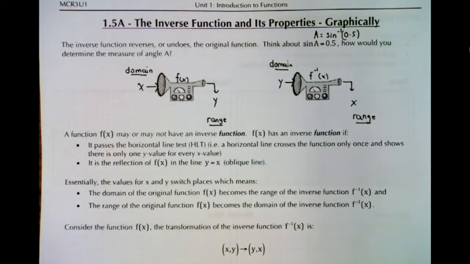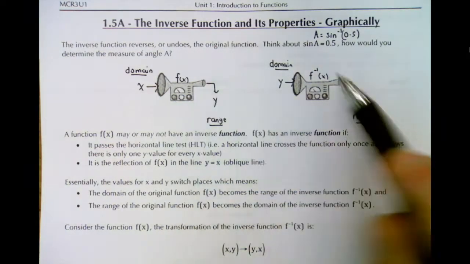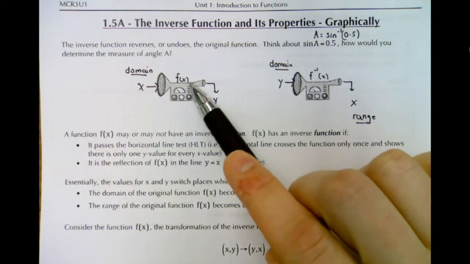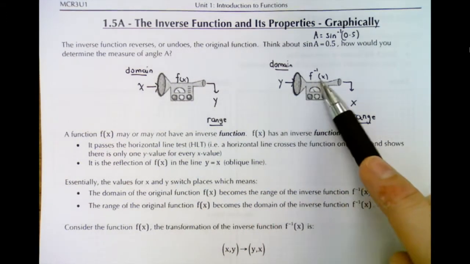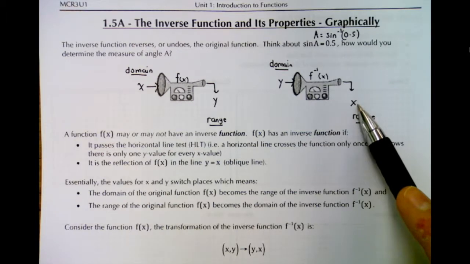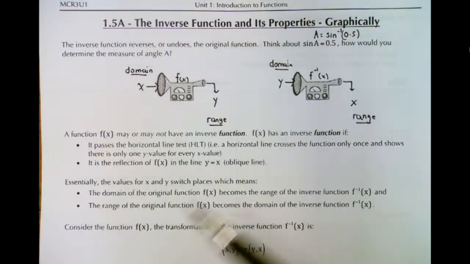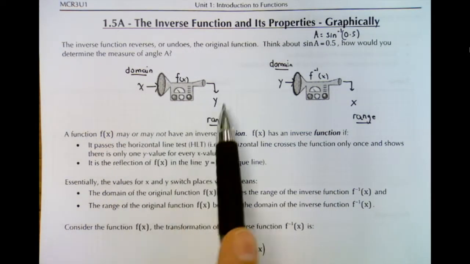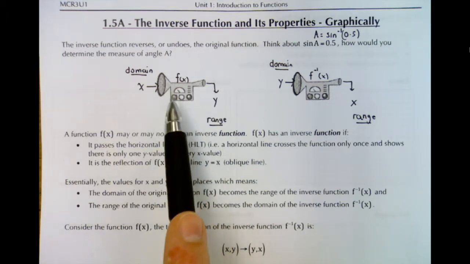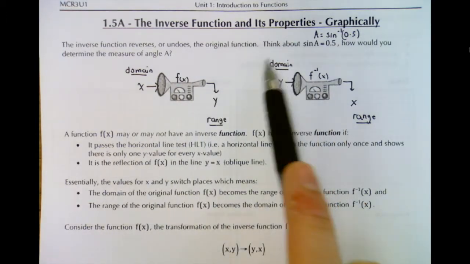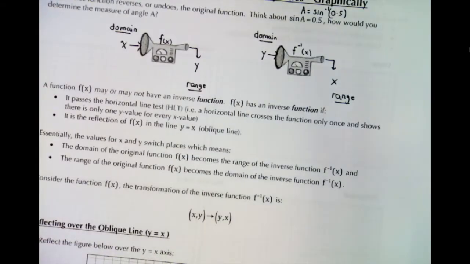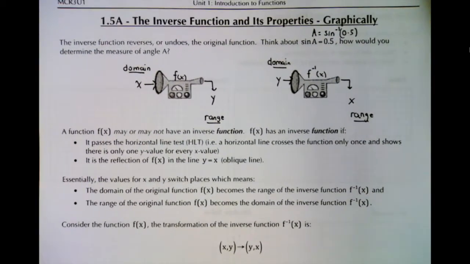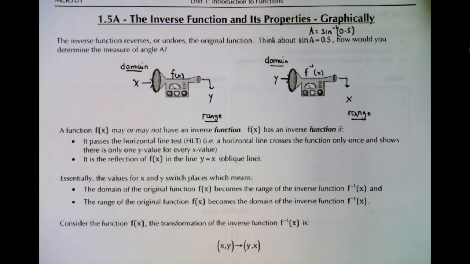So here's an example as a function as a machine, and here's the inverse function. Whatever you get out of the original function, the output y, if you were to feed it back into the inverse machine, you would get back out the original input. And as we notice here, the x's are the domain and the y's are the range for our original function. But in the inverse function, the y is the domain and the x is the range. So the x's and y's flipped. The domain and range flipped. And that's what an inverse function is.